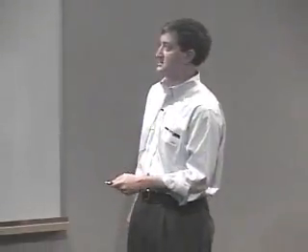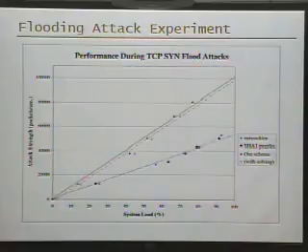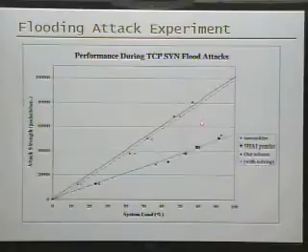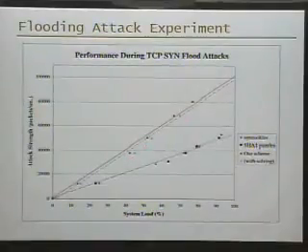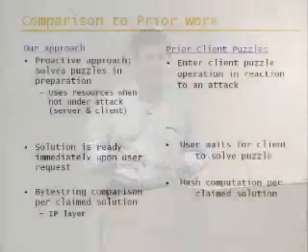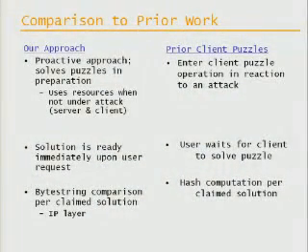Okay, so the yellow line is our scheme, assuming that the puzzle solutions are being done somewhere else. And the purplish line here is our scheme, assuming that you're solving next period's puzzles in the background on the same server. And you can see that doesn't make much difference.